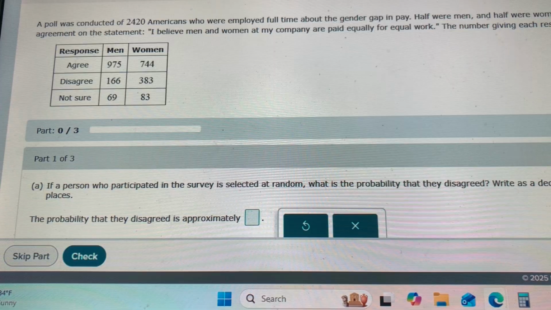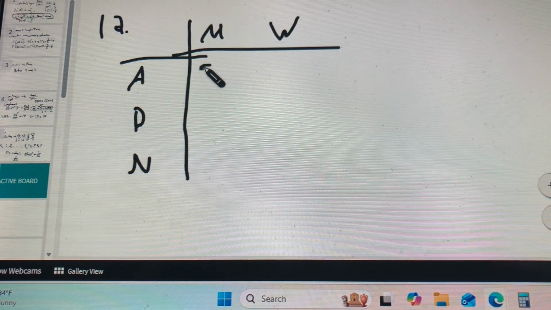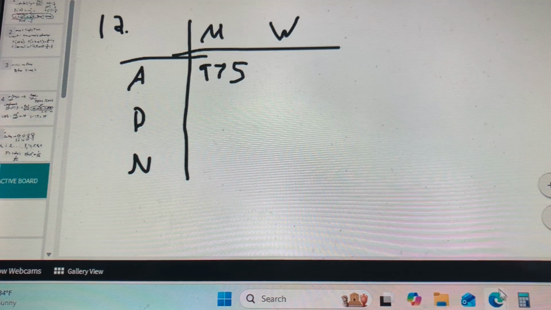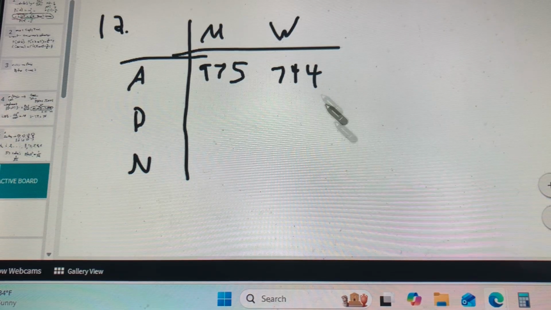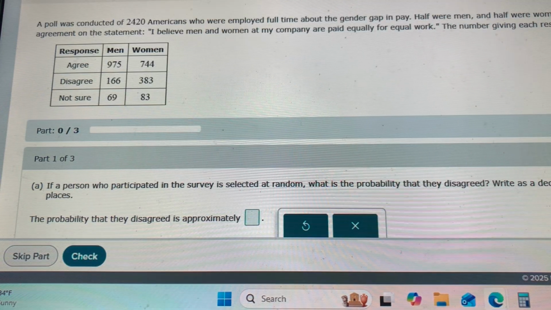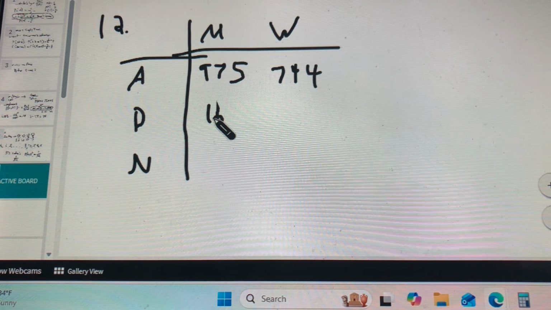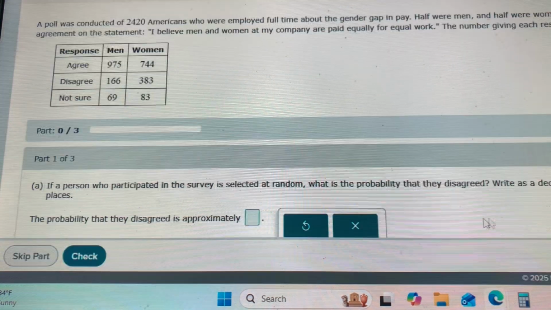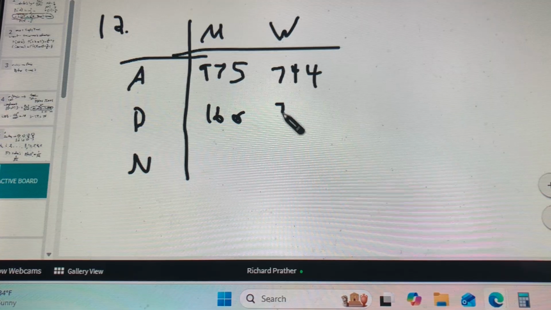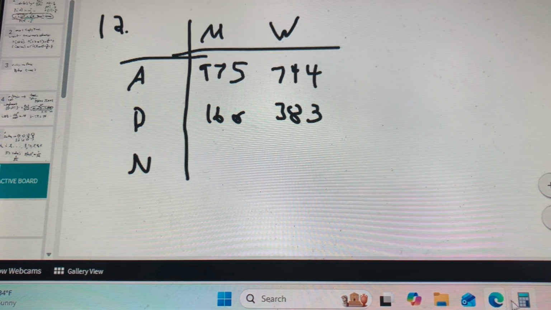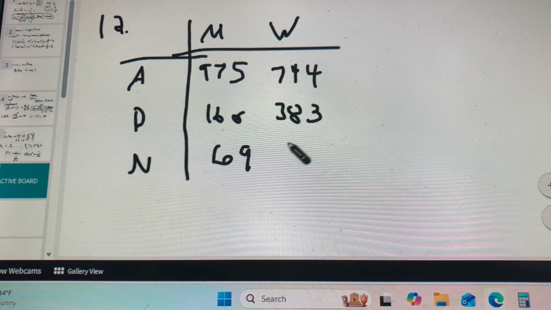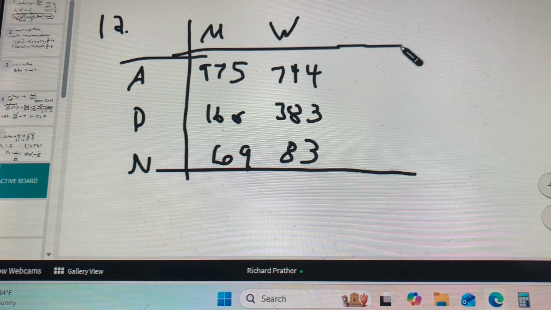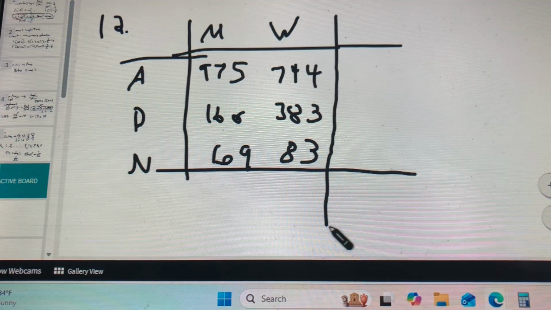So the chart's got 975 males who agree. There are 744 women who agree. 166 men disagree. 383 women disagree. 69 and 83. So when I see a problem with a chart like this and there's no totals given, then I like to add the totals before I try to figure anything out.